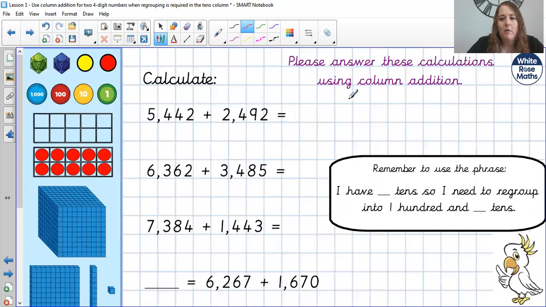Okay, now for your go to do a few without me. There are 4 questions here. Please have a go in your books and remember to use the phrase when you're working it out. I have so many tens, so I need to regroup into 100 and something tens. You don't need to write it out each time, but it will help you to know where you are regrouping. Also remember 1 digit per square and remember those rulers for those equals lines. So I'm going to let you go and then we'll do the answers when you come back. Good luck, off you go.